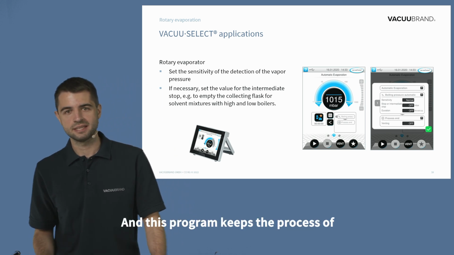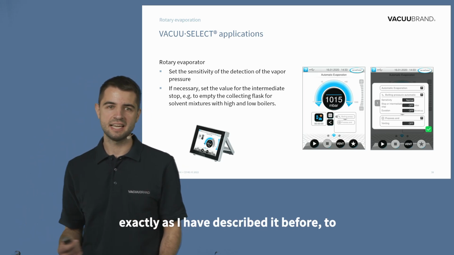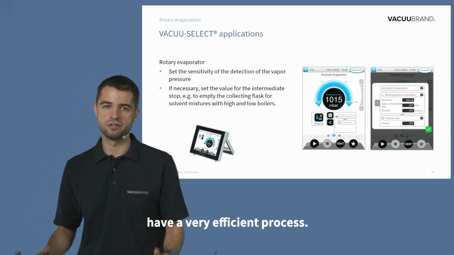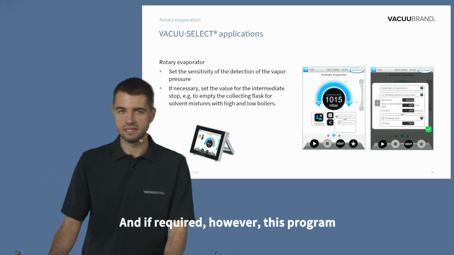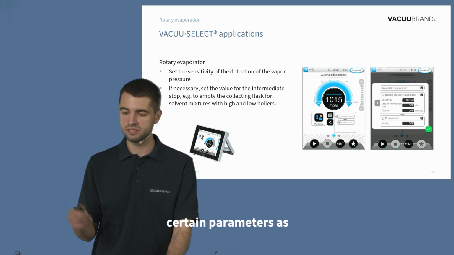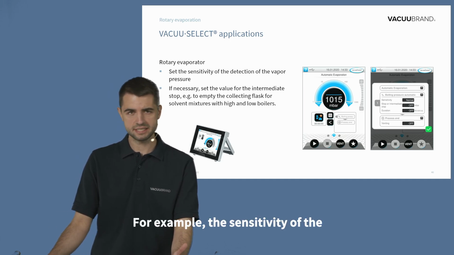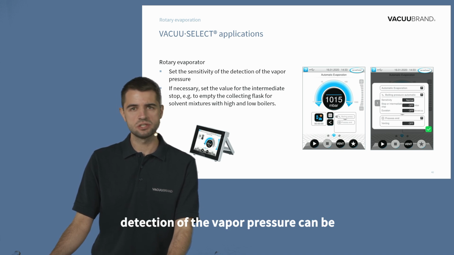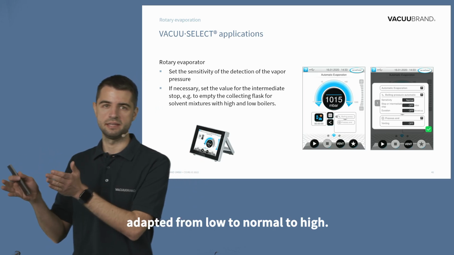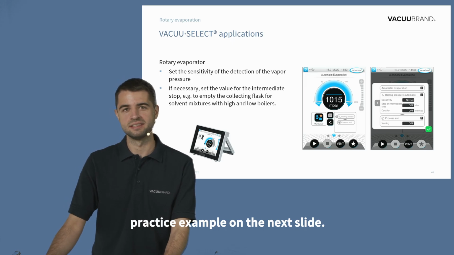And this program keeps the process of evaporation in an ideal equilibrium, exactly as I have described it before, to have a very, very efficient process. And if required, however, this program can be further modified by changing certain parameters, as seen here on the right. For example, the sensitivity of the detection of the vapor pressure can be adapted from low to normal to high. But we will come to that in the best practice example on the next slide.